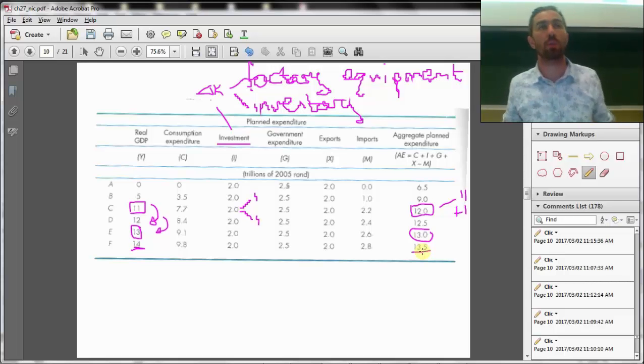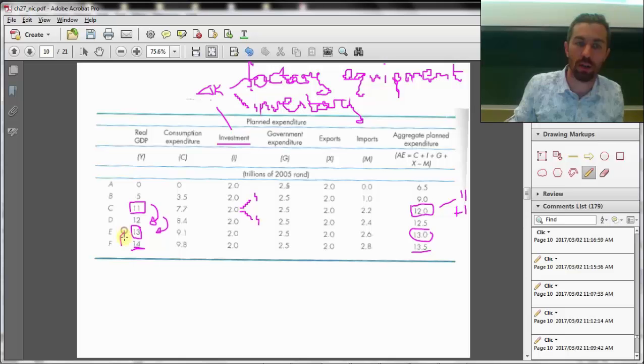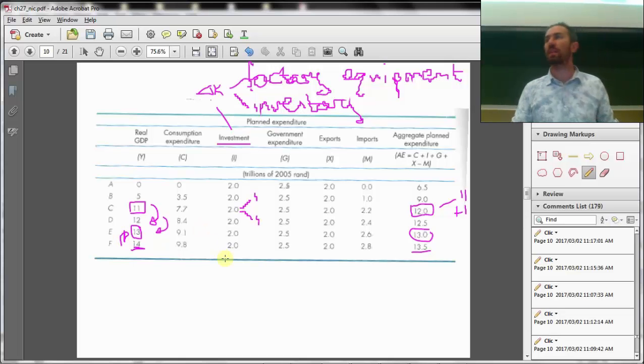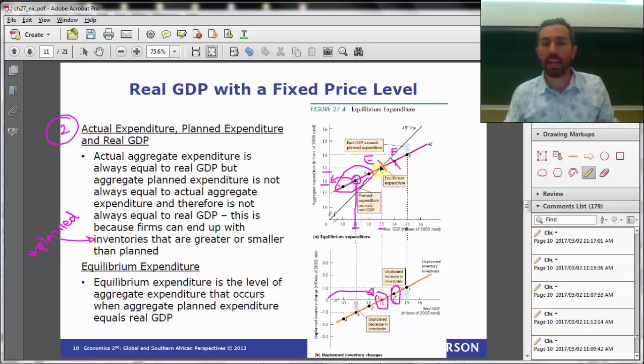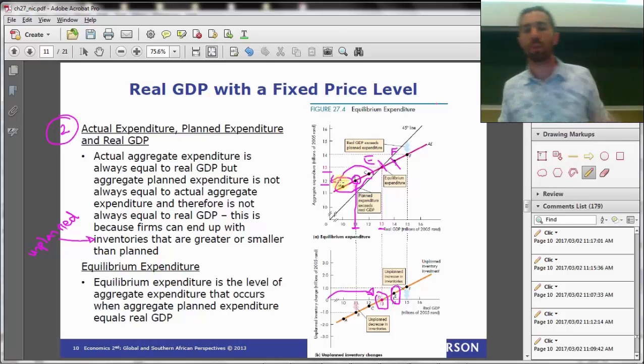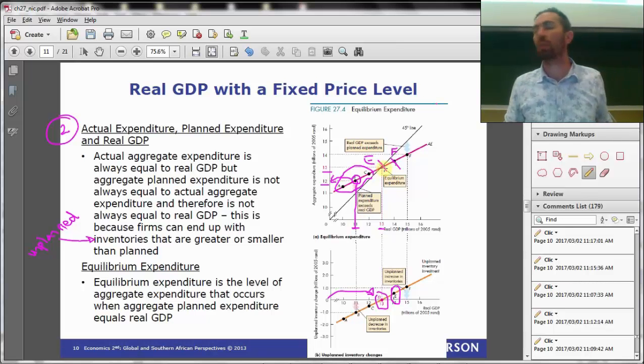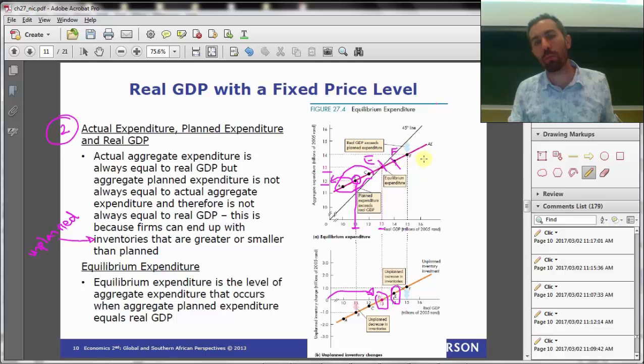Producing too much, exactly. What should we do? Reduce production, which moves us from point F down to point E. So what do we see in our diagram? Anywhere to the left of equilibrium is a signal to firms that they should produce more, and we move towards our equilibrium point. Anywhere to the right of our equilibrium point is a signal to firms to produce less, and so we move towards our equilibrium point.